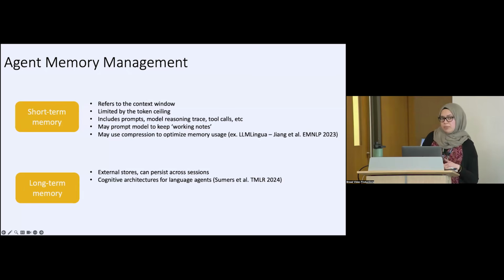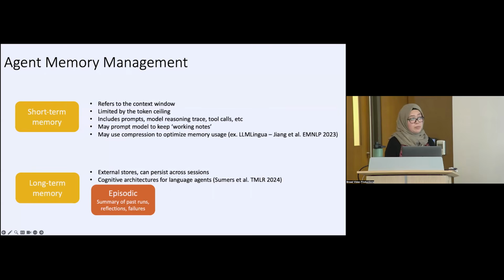And then long-term memory refers to external persistent stores, and these offer more flexibility in terms of length and the types of information that you can store. And one paper proposed viewing the different types of information that the model might need to store in long-term memory through the lens of cognitive science by dividing them into three different types.